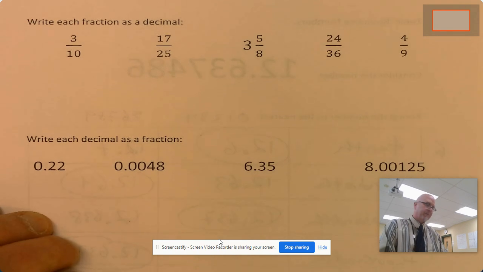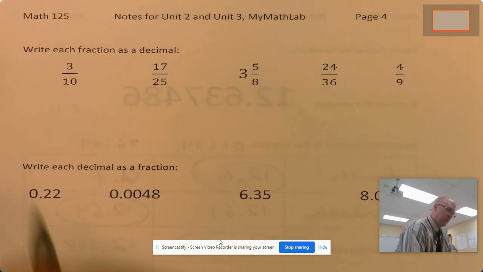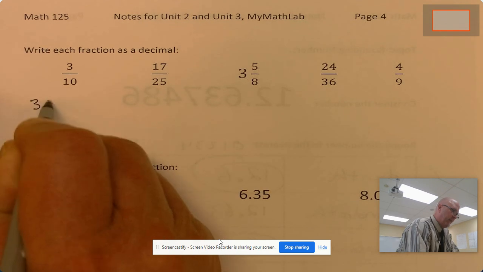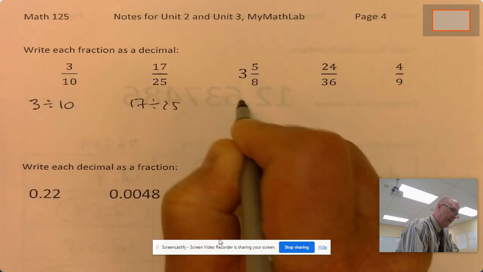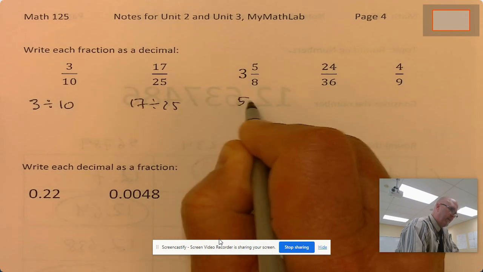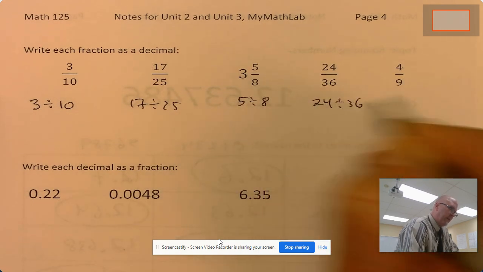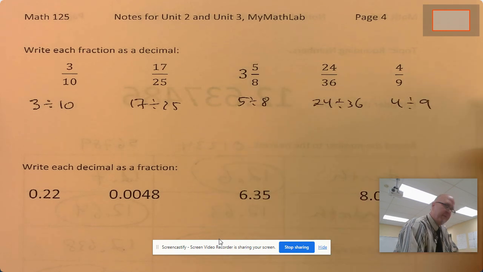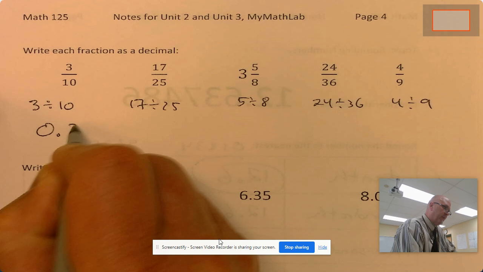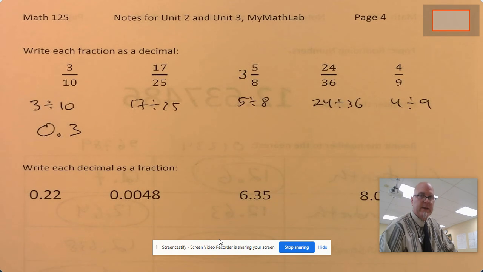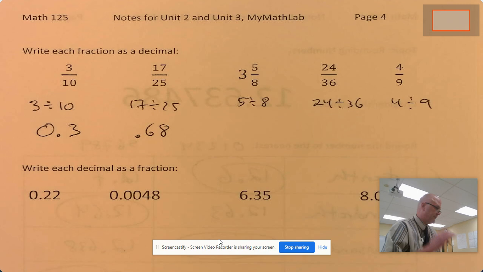Okay, so the way we answer any one of these questions here, write a fraction as a decimal, is we actually do 3 divided by 10, or 17 divided by 20, or 5 divided by 8, and I'll tell you the rest, or 24 divided by 36, or 4 divided by 9. That's really what you do with your calculator. And when you do that, this comes out to be 0.3, and that's what you write down. This one comes out to be 0.68.